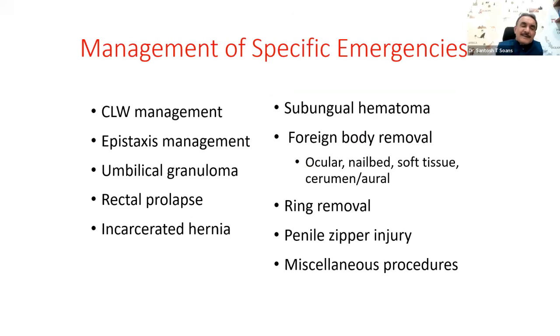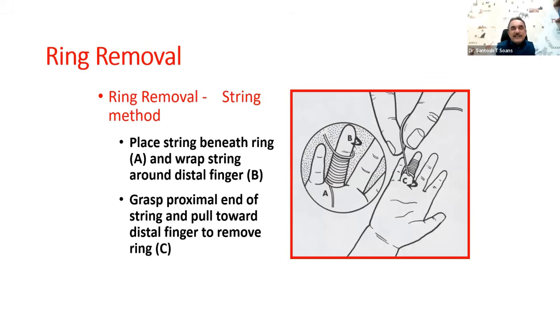These are the things: cut and lacerated wound management, epistaxis management, umbilical granuloma, rectal prolapse, incarcerated hernia, subungual hematoma, foreign body removal, ring removal, penile zipper injury, which you see, and miscellaneous procedures. Many a time, a child at birth, during their christening time, would have had a small ring put on the fingers. As the child grows, the finger becomes bigger than the ring itself, so they will come to you with difficulty in taking out that ring.